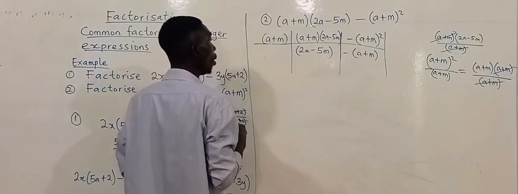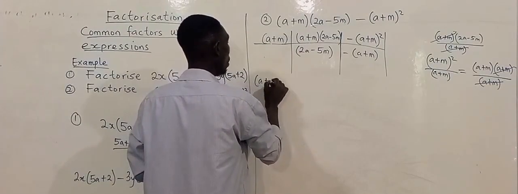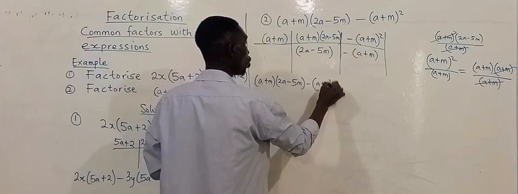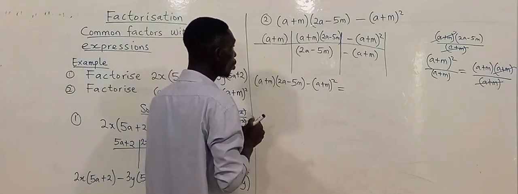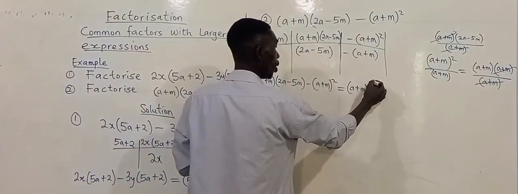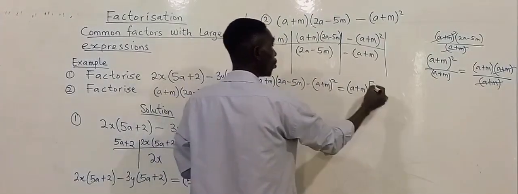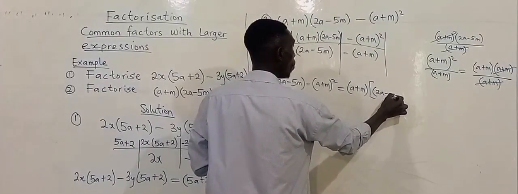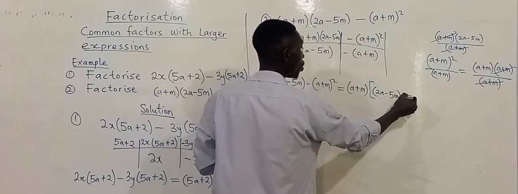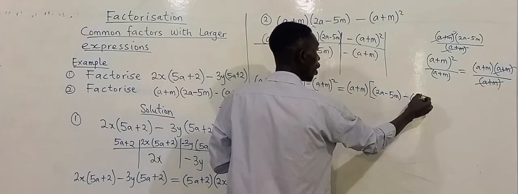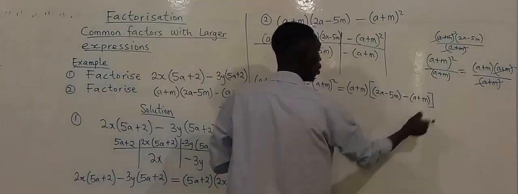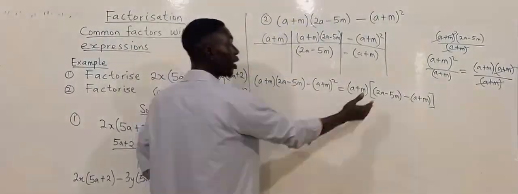Hence we conclude by saying that a plus m into 2a minus 5m minus a plus m all squared is equal to the HCF, which is a plus m, into what we have here, 2a minus 5m, minus what we have here, a plus m. Okay, we can further simplify this.